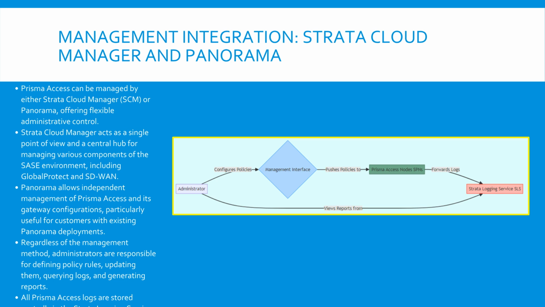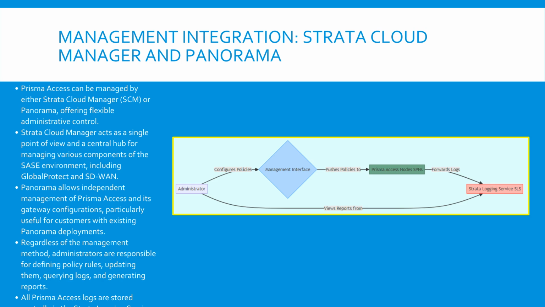Simultaneously, the administrator interacts with the central management interface, either Strata Cloud Manager or Panorama, to define and configure new security policies. These configurations are then pushed down to the active SPNs for immediate enforcement. The administrator completes the loop by actively querying the Strata Logging Service to view reports, perform forensics, and understand the impact of the deployed policies.